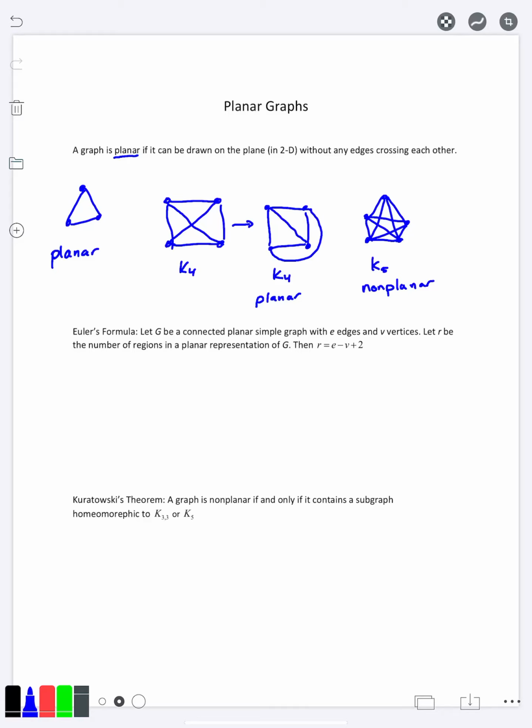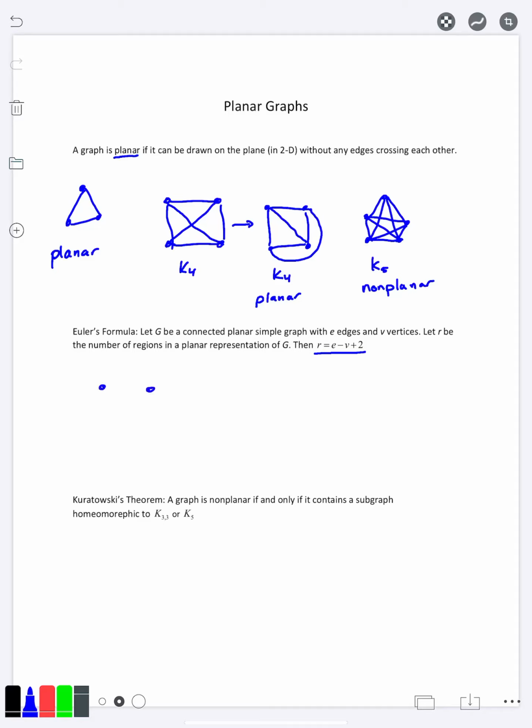Now it turns out that anytime you have a planar graph, you have something called Euler's formula. So Euler is the guy that created graph theory. He also did a lot of other things in mathematics, but for this, what he did was he showed his formula is that you will always have r equals e minus v plus 2. Now let me explain what that is.